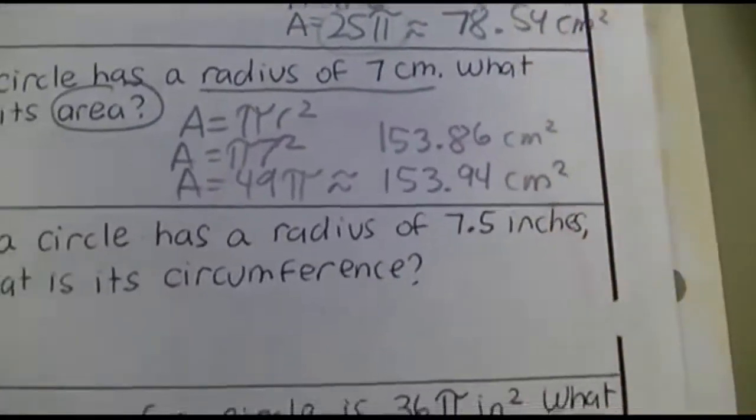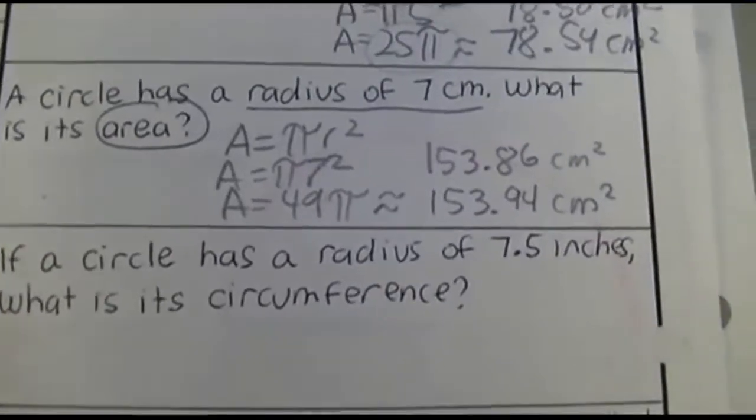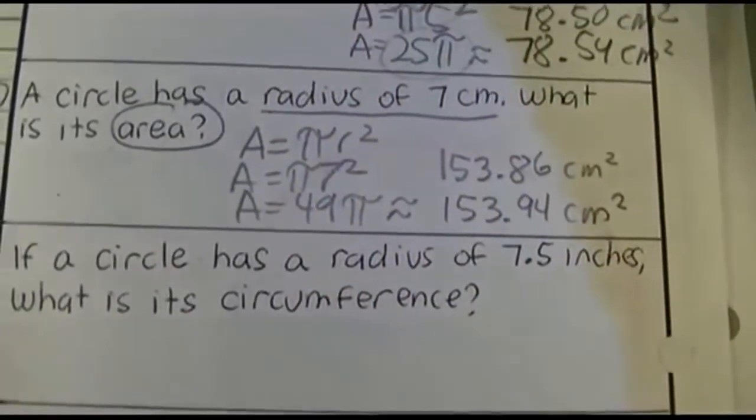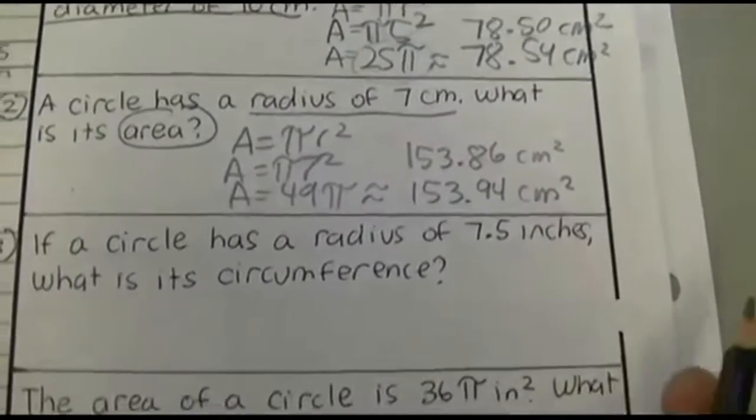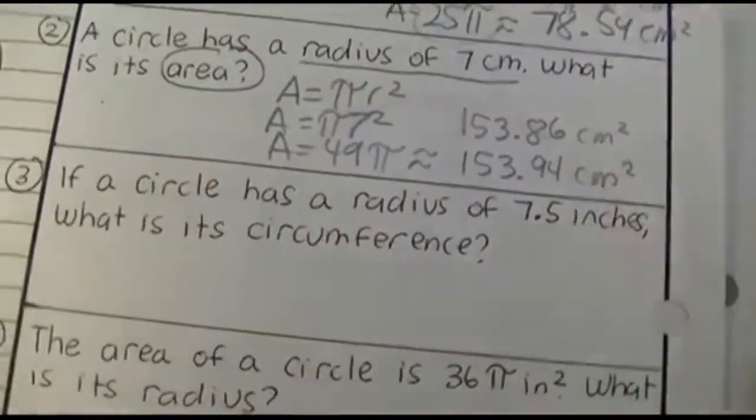And again, whatever it says on the SBAC or the NUIA, whatever it says to use for pi, that's what you use, okay? So if they say use 3.14 to represent pi, that's what you do. If it says to use the pi button, use the pi button. And if it says to use 22/7, use that, okay?